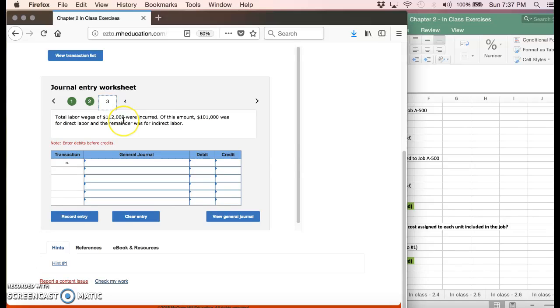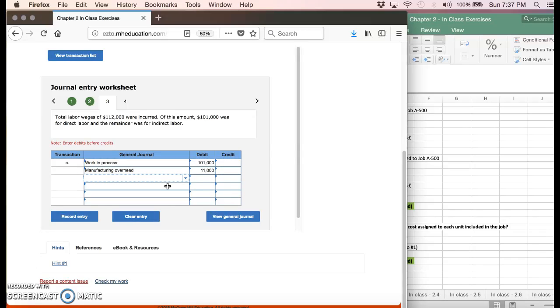Total labor wages of 112,000 were incurred. Of this amount, 101,000 was for direct labor, and the remainder was for indirect labor. So whenever we see direct labor, direct materials, we know that this is going to go to work in process. Right? So it's 101,000 because it's going to help build whatever we're building. And then we know the difference, the remainder, which is indirect, is going to go to manufacturing overhead. So that's 11,000.